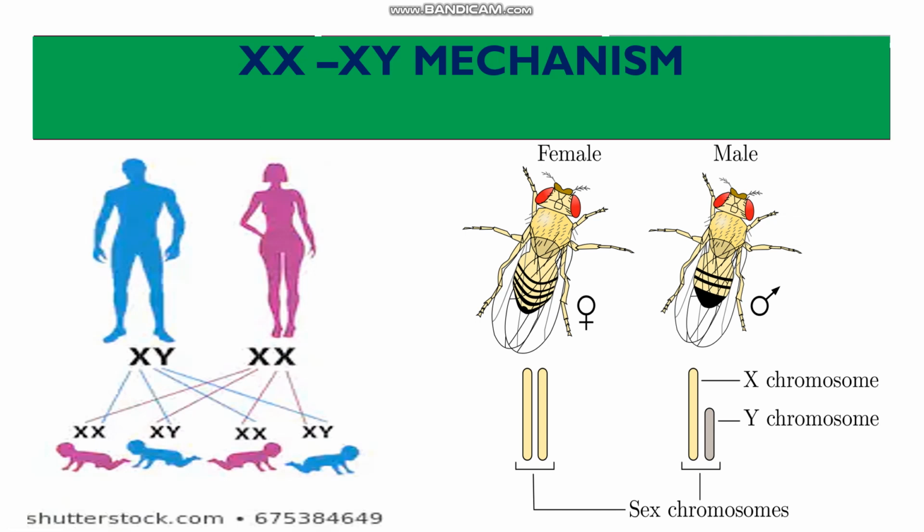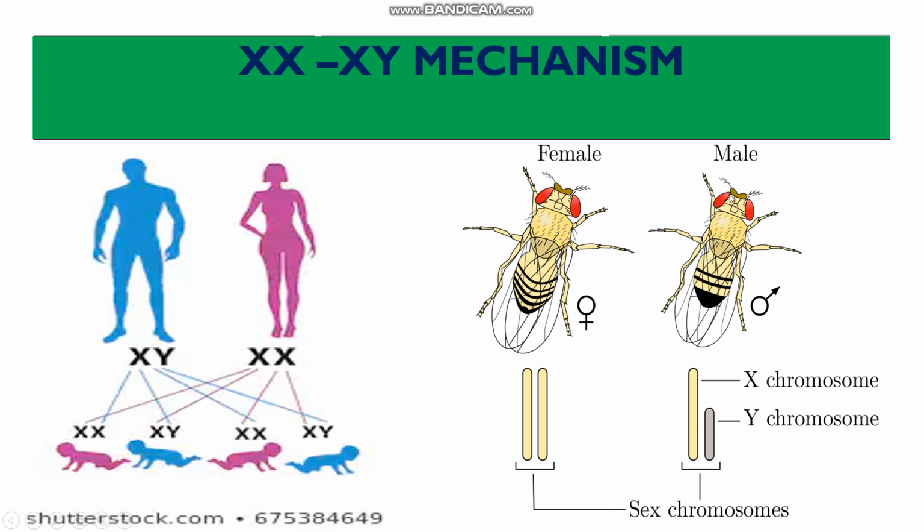So now how is sex determined? When the X chromosome of the male fuses with the X chromosome of the female, an XX individual is produced, that is a female. Whereas if the Y chromosome of the male fuses with the X chromosome of the female, an XY individual is produced, that is a male. So in the case of human beings, the male determines the sex of the child.